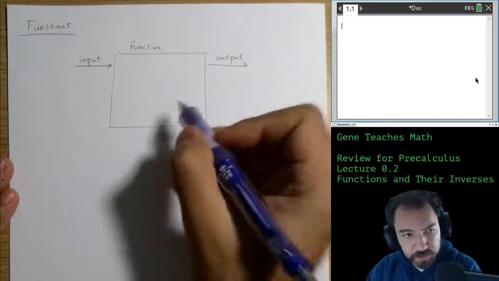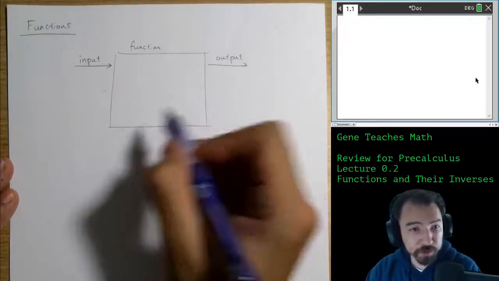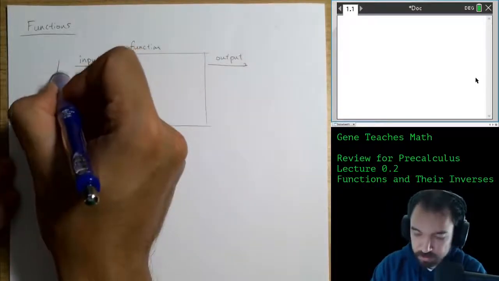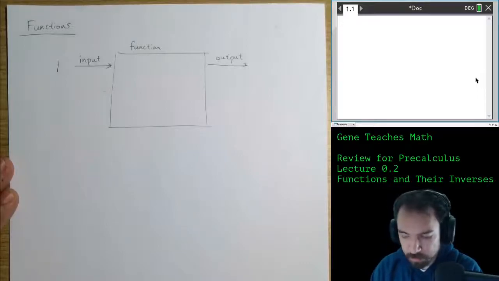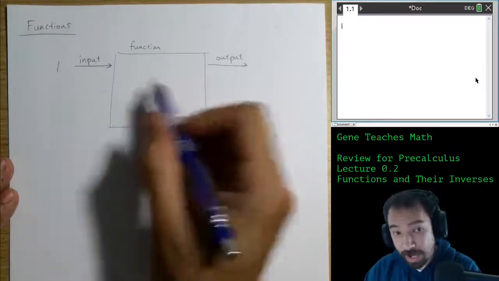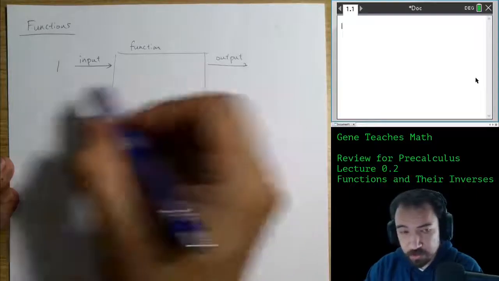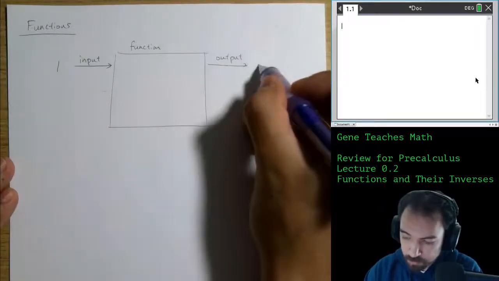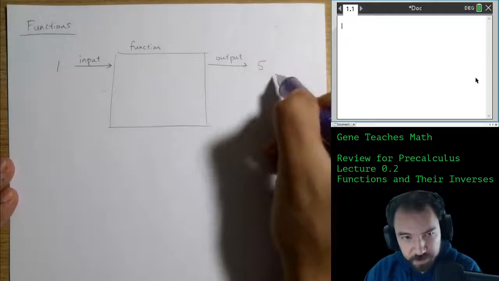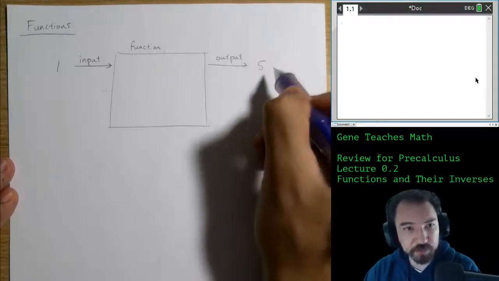So let's imagine this is a function here that accepts numerical values as inputs. So let's imagine that the number 1 is an allowed input. Well, I don't know how, but let's just say this function is going to use the input of 1 and produce a corresponding output of 5. And this value is not ambiguous. There's a definitive value for the output.